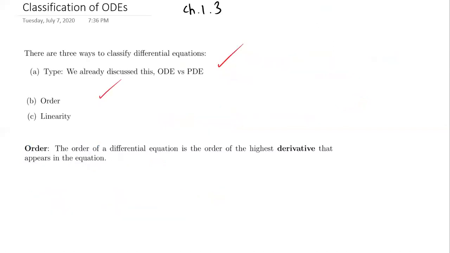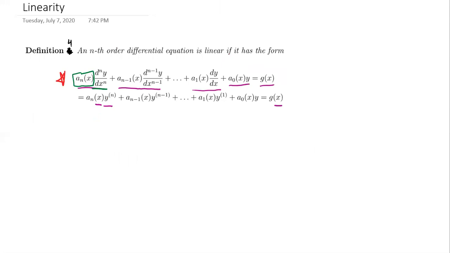But that basically sums up what we're working with in terms of classifications. We're going to be working with three forms of classifications: type, order, and linearity. And for the most part of this course, we're only going to be working with linear ODEs. Very rarely we're going to be working with non-linear ODEs. So only ODEs that have this nice form.